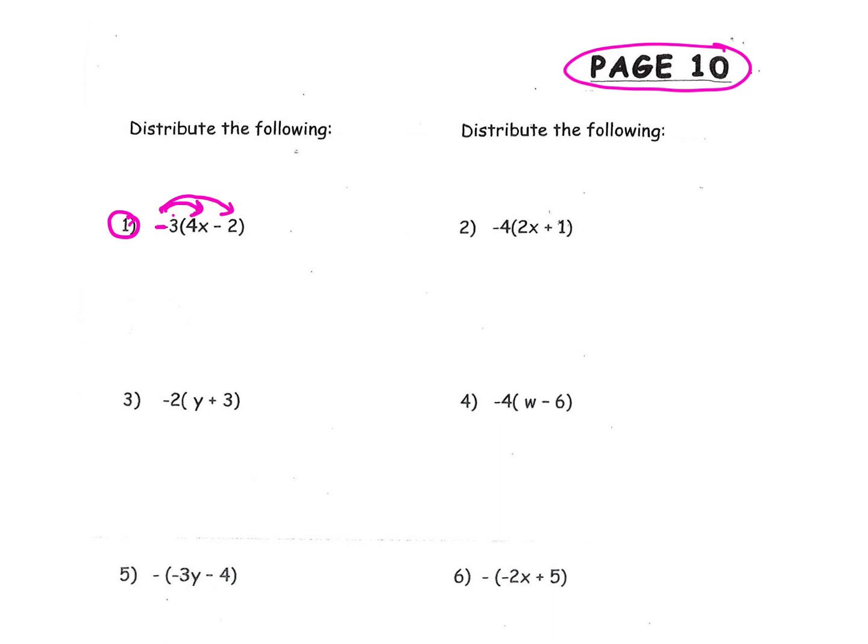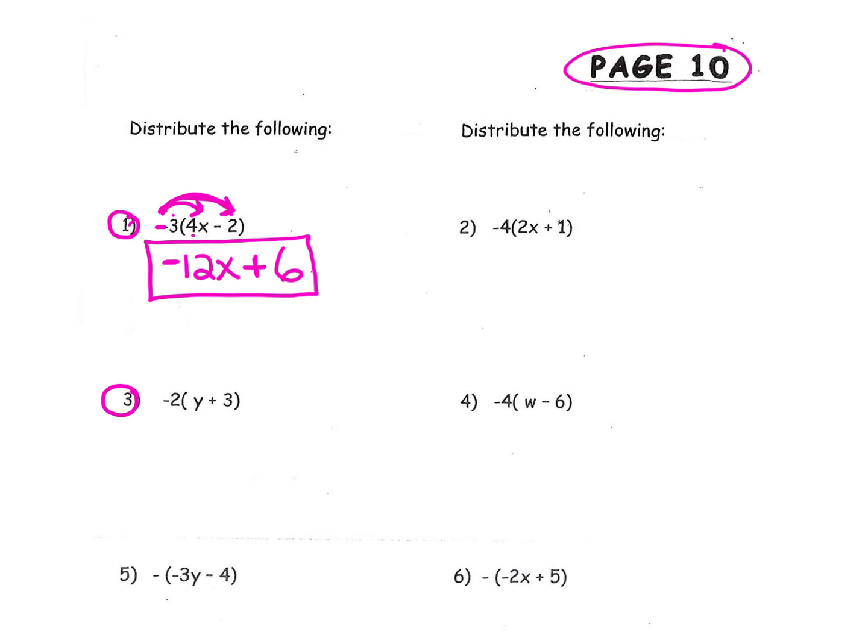-3 times a +4. It will flip that 4 to its opposite, but 3 times 4 is 12x. -12x is your first term. Now, as we multiply that -3 times a -2, it flips that term to its opposite. 3 times 2, well, that's 6. So your answer is -12x plus 6.